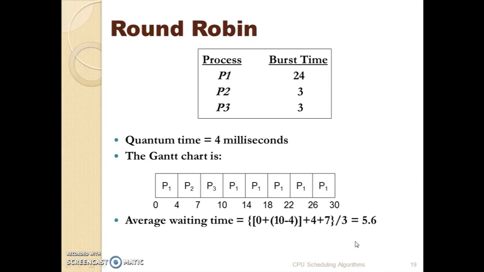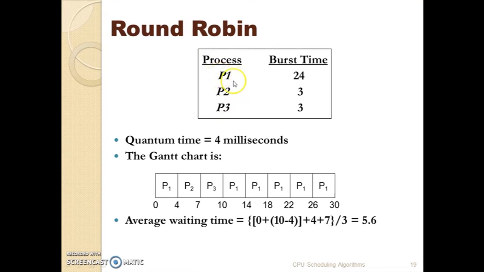Last algorithm is the round robin, in which we have the processes and the burst time. Along with it, we have another thing, which is quantum time. Quantum time is the time for which processor will execute each process. Since here quantum time is 4 seconds, so processor will execute P1 for 4 seconds, then move to next process, execute it 4 seconds, then move to next process, execute it 4 seconds, and then go back to the first process again.